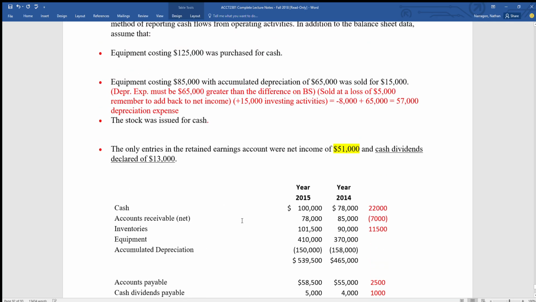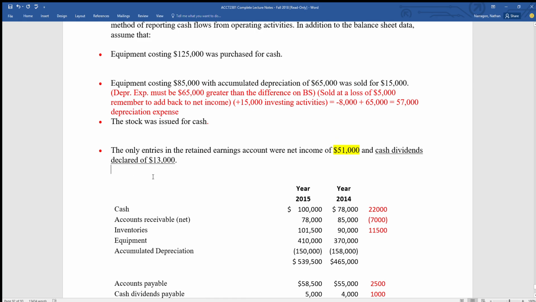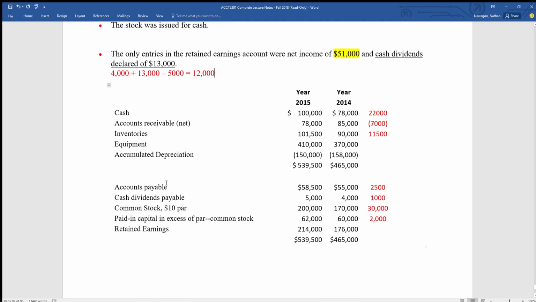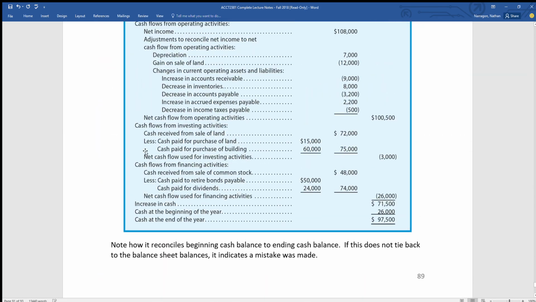Okay, so again, we started out with 4,000. We declared another 13,000 for our one, and basically we're going to subtract out the ending. So in reality, we had a 12,000 cash movement.